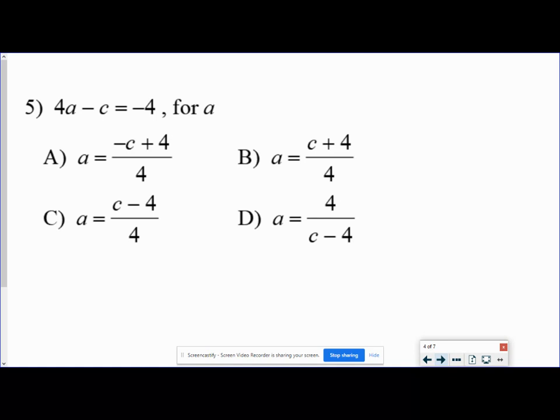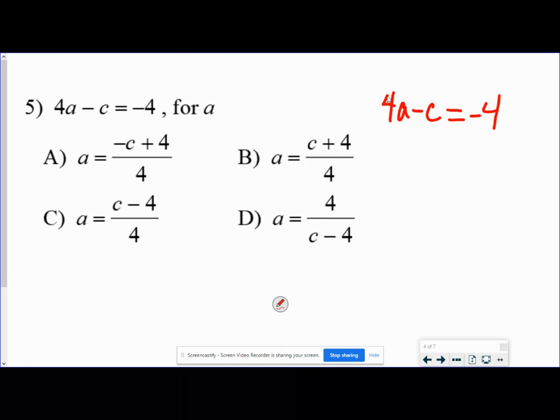Some of the problems today that you're going to see are multiple choice, and this is a little bit tougher problem to do. So I want to try to get the a all by itself. This is a multi-step problem this time. I'm going to pretend like these multiple choice options aren't even here. I'm just going to rewrite this over here. I've got 4a minus c equals -4, and I'm trying to get the a all by itself.